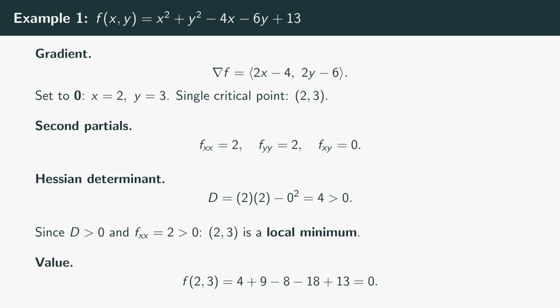The value of the function there is 4 plus 9 minus 8 minus 18 plus 13, which is 0. As a sanity check, completing the square shows that f(x, y) equals the quantity x minus 2 squared plus the quantity y minus 3 squared, a paraboloid centered at (2, 3) with its vertex at height 0, opening upward. The minimum we just found by the test coincides with the bottom of the bowl, as it should.